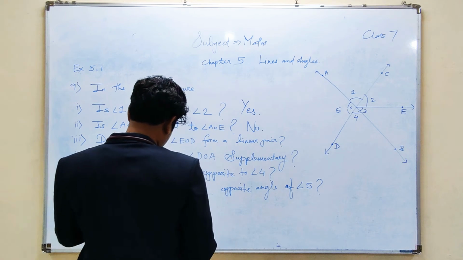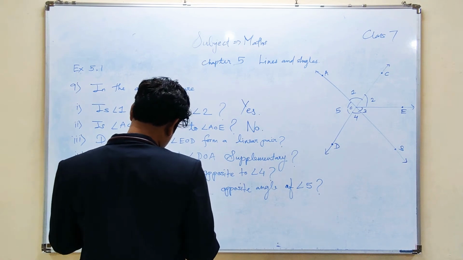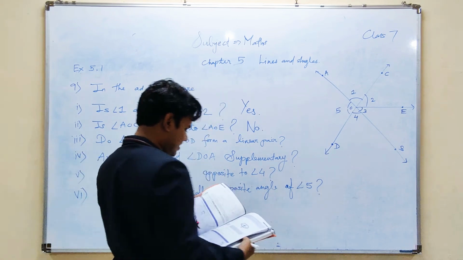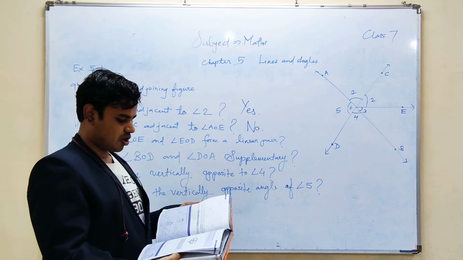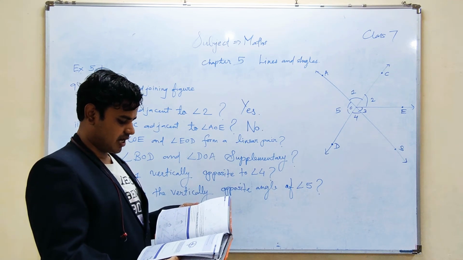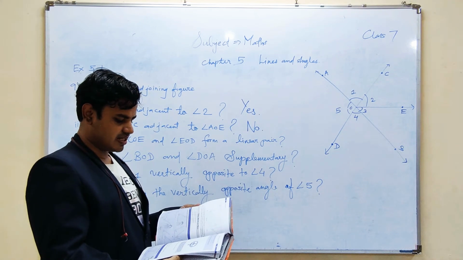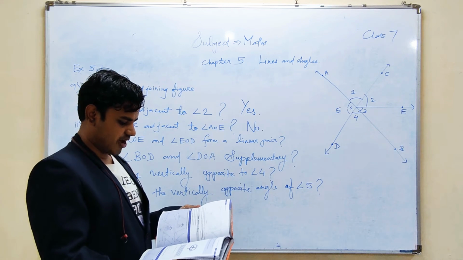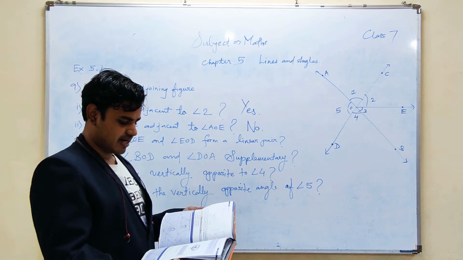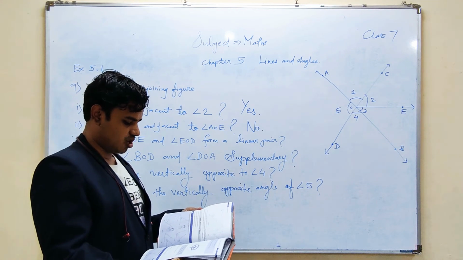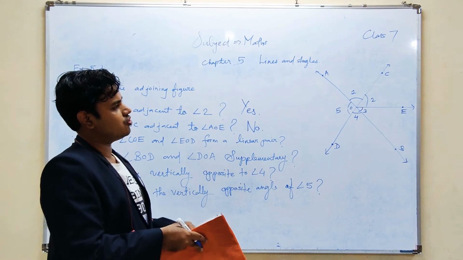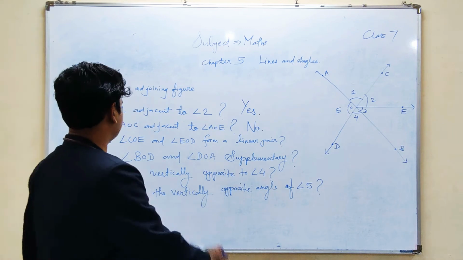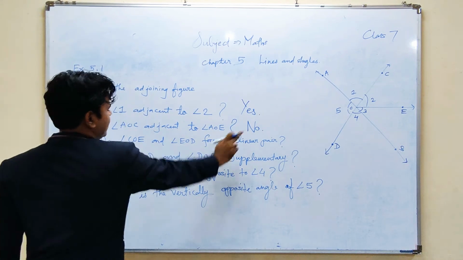If you see the definition of adjacent angles, the properties are: they have a common vertex, they have a common arm, and the non-common arms are on either side of the common arm. Such a pair of angles are called adjacent angles. Adjacent angles have a common vertex and common arm but no common interior points. Here we don't have a common arm in this case, so we wrote here no.